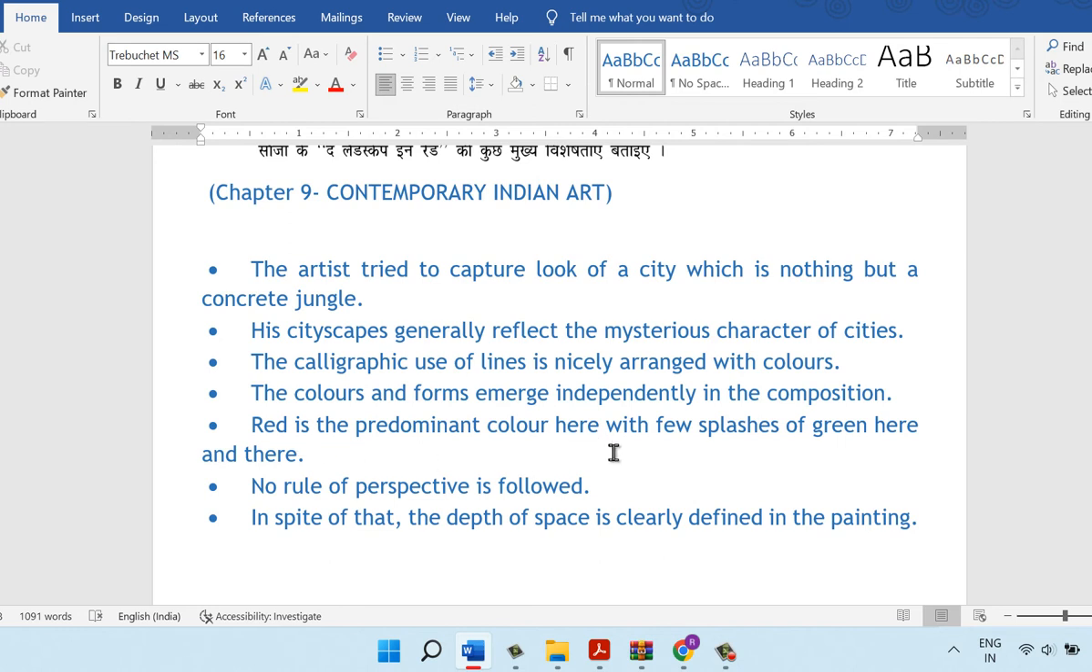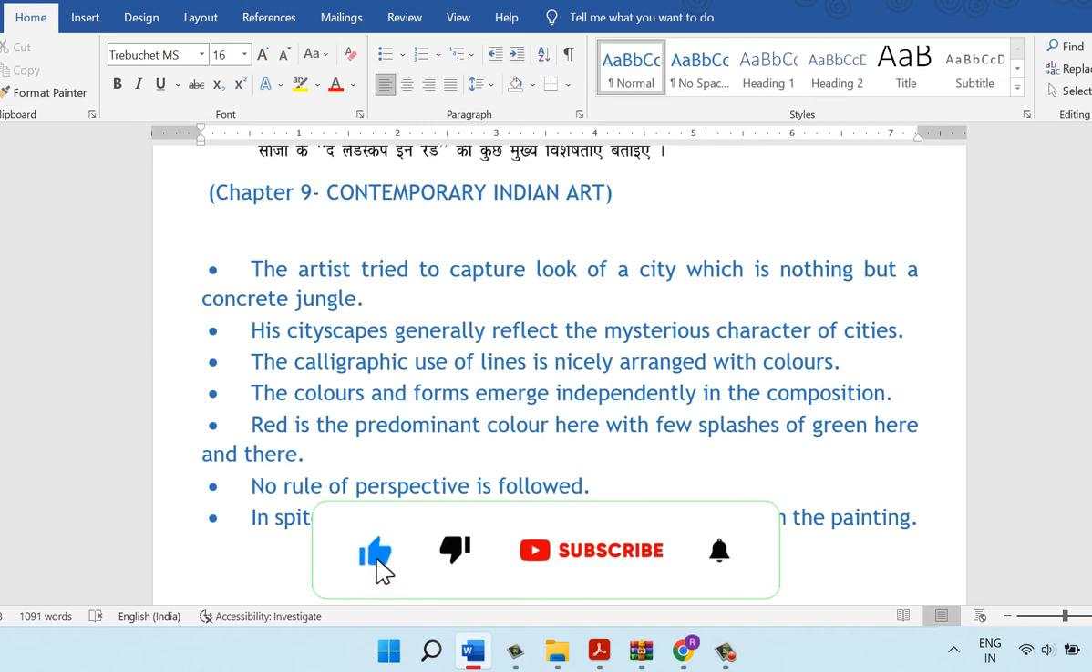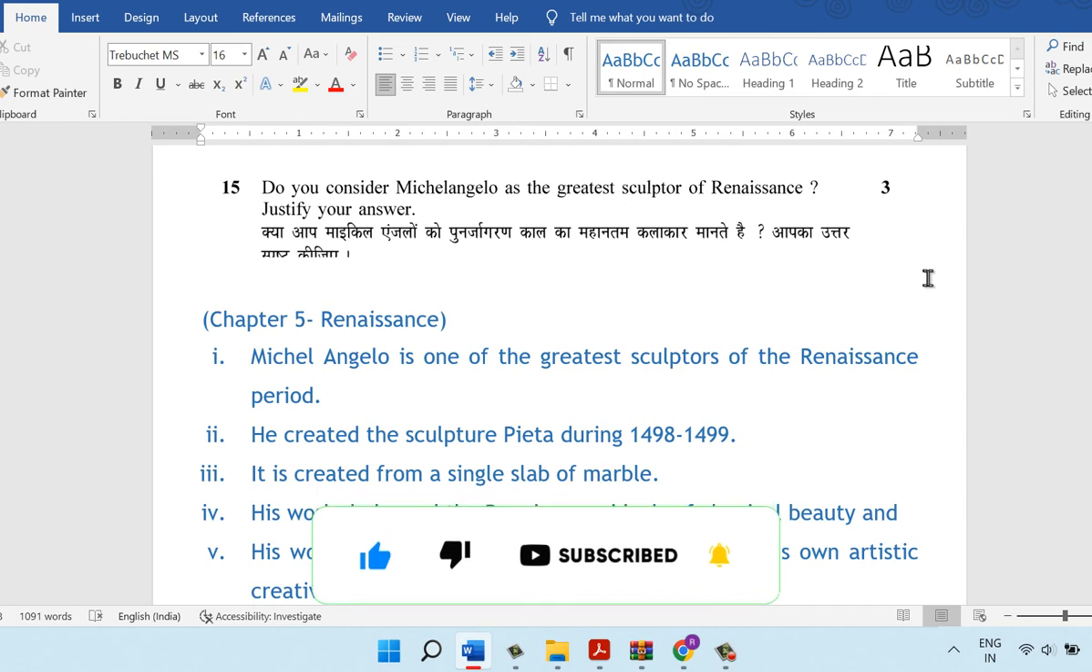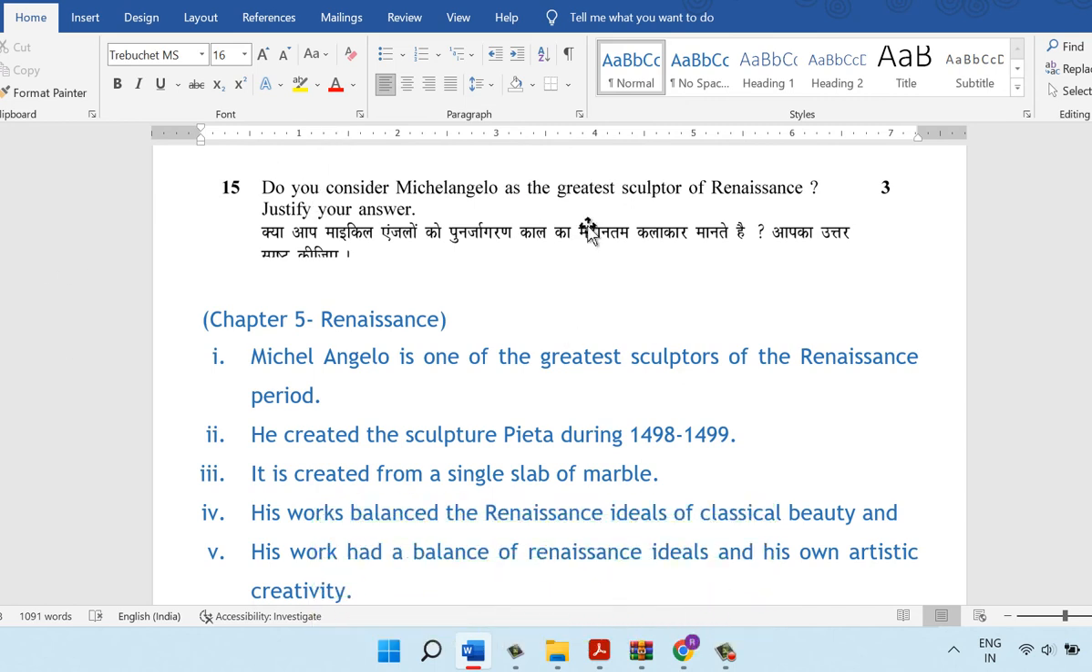Red is the predominant color here, with a few splashes of green here and there. No rule of perspective is followed in this. In spite of all this, the depth of space is clearly defined in this painting. We are now moving on to the 3 markers.